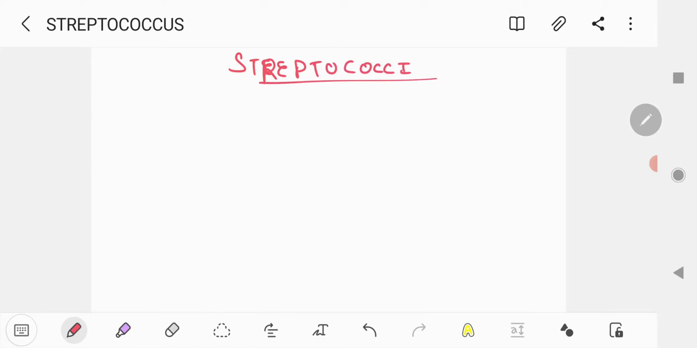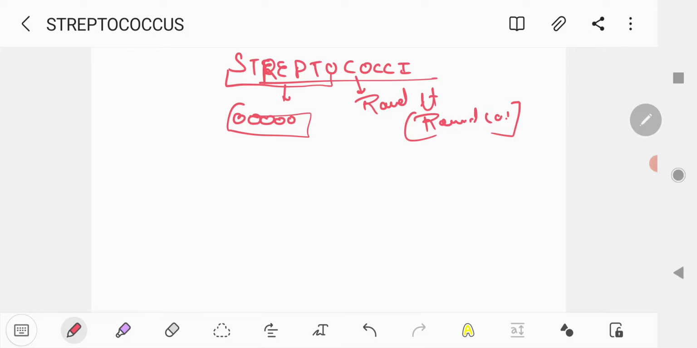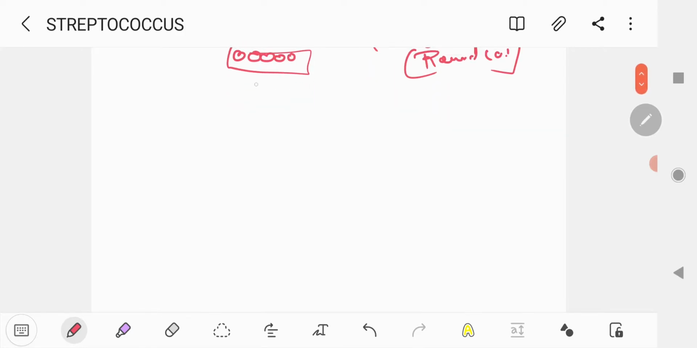Streptococci. Okay. So, what is streptococci? Strep means arranged in a parallel manner like this, and cocci means round. So it is round cocci. Okay. So, classification.